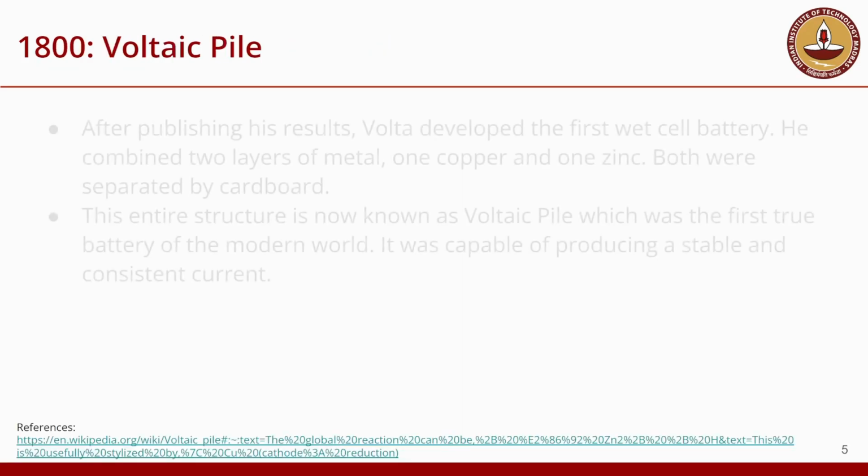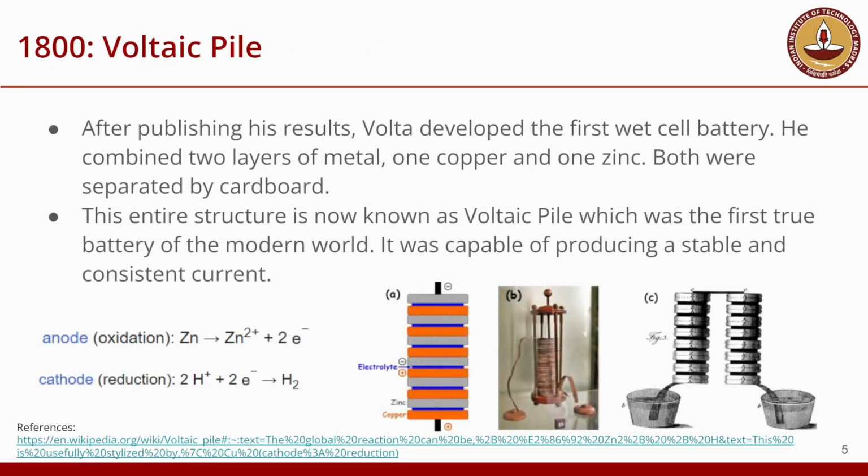1800, voltaic pile. After publishing these results, a decade later, Volta was able to invent the first wet cell battery. He used zinc and copper as his electrodes. This battery could only be discharged and not charged. In the discharge cycle, the zinc electrode was used as the anode and the copper electrode was used as the cathode.